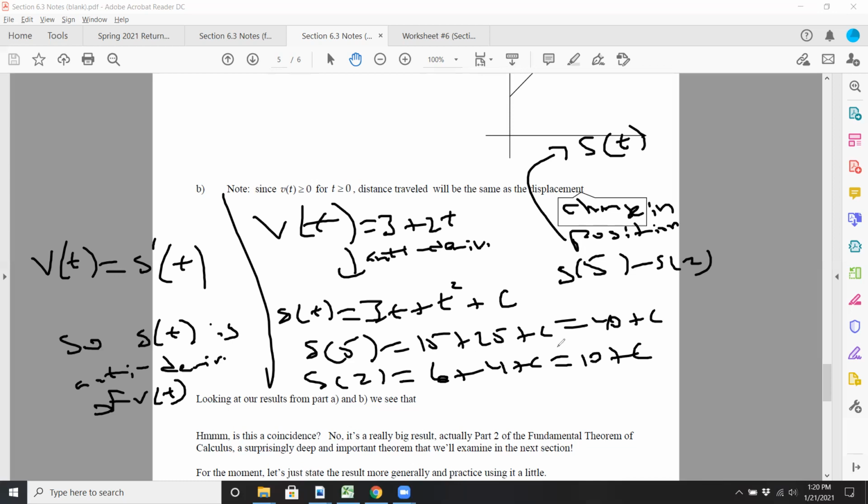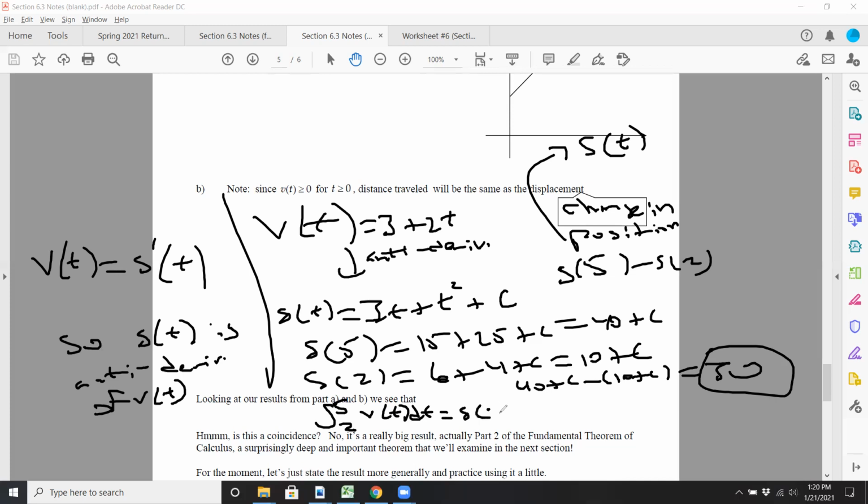So we found the position at S of 5, 40 plus c, and the position at S of 2, 10 plus c, by doing antiderivatives of velocity. So when I subtract these, 40 plus c minus parentheses 10 plus c, you get 30. So that's interesting. Looking at the results from part A and part B, we see that the integral of our velocity from 2 to 5 is no different than plugging 5 and 2 into the position function.